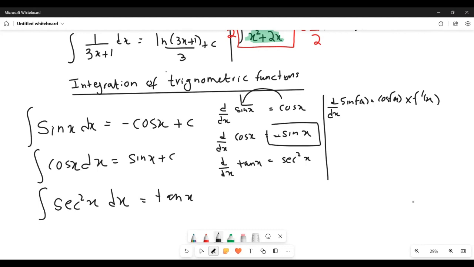All right, so there's integration of sin x, there's integration of cos x, and then there's integration of secant square x. What about integration of tan x?